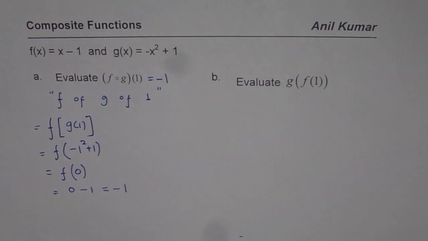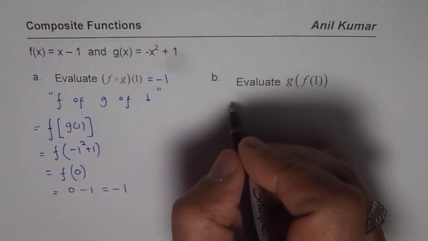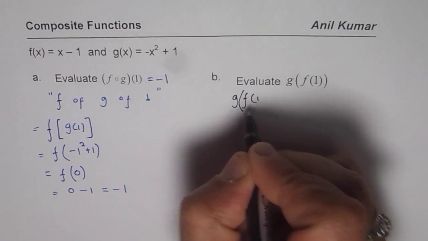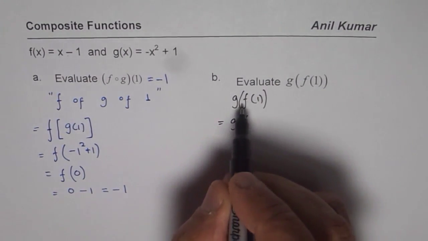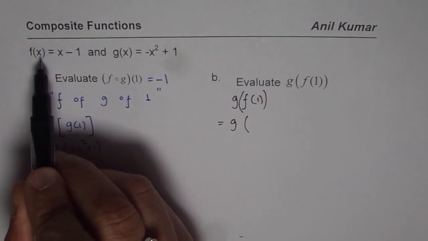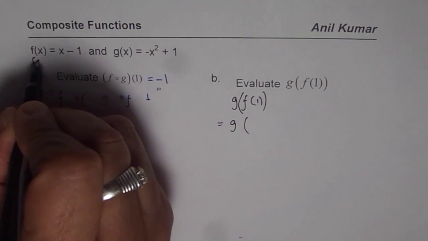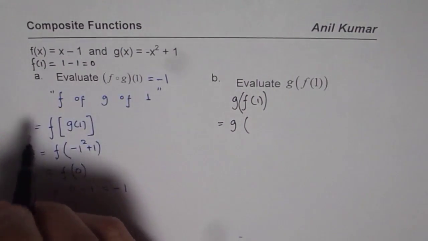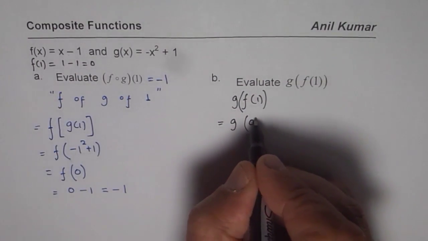Okay, let's follow these steps once again and evaluate g of f of 1. When I say g of f of 1, in that case I mean we will substitute f of 1 in this expression. So what is f of 1? Let me write here so that it becomes more clear to you. f of 1 is 1 minus 1, which is 0. So that is what we do. f of 1 is 0, so we say g of 0.